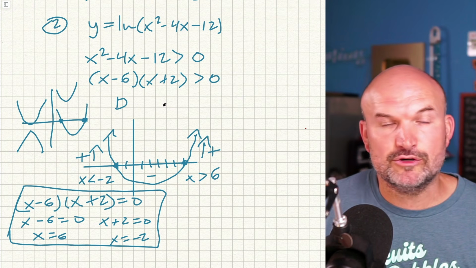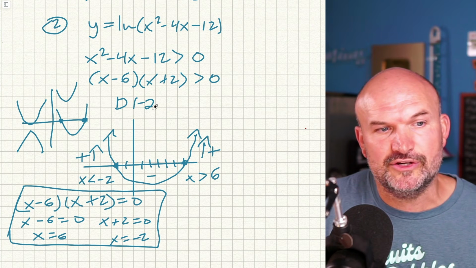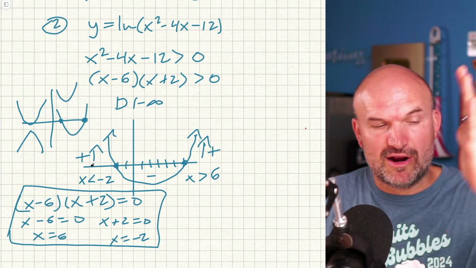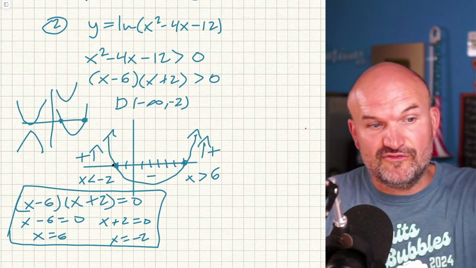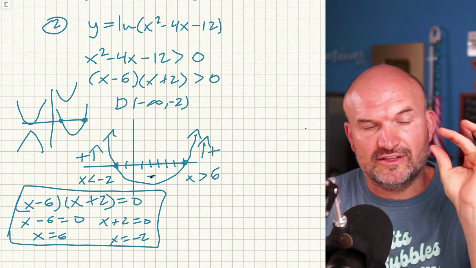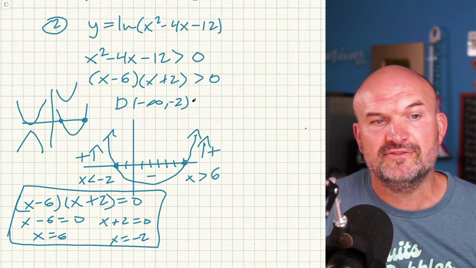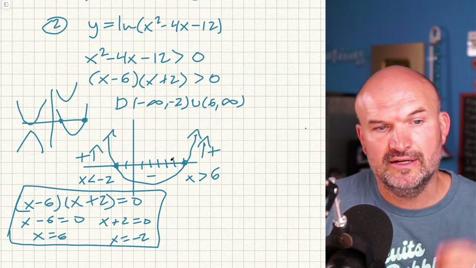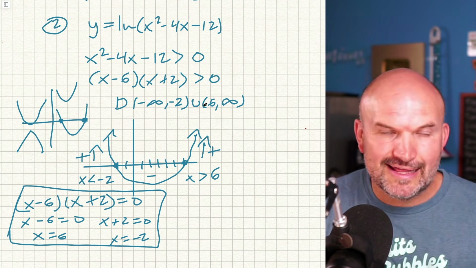So if I want to write my domain in what we call set notation, I can write this as negative infinity, right? Because this graph can continue going to the left all the way to negative 2, because that's the farthest it's going to go. Because then after negative 2, what? The values go negative. We only want the values in our domain to be positive, right? Because that's what you can only take the logarithm of. And then we'll combine that with 6 to positive infinity, right? So nothing between here, but then we go from 6 to infinity. And that would be your domain.